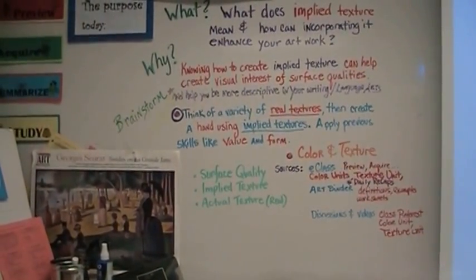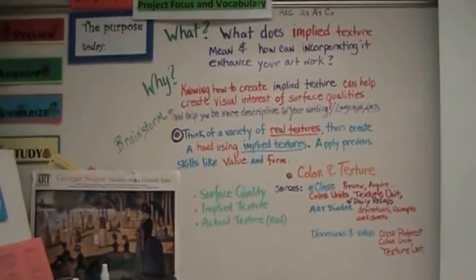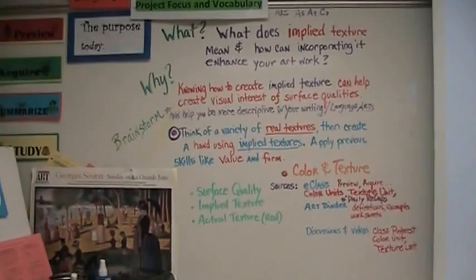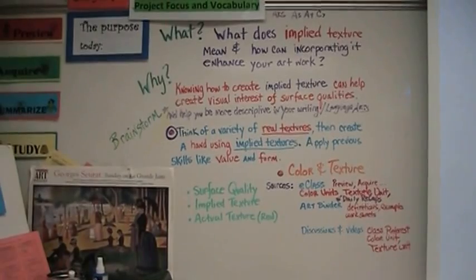So you need to know what implied texture means and how incorporating it will enhance your artwork. And we're actually doing that. We're going to enhance a flat traced hand so that it appears as though it has texture on it, real texture.